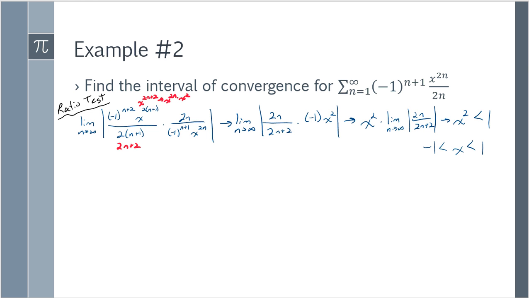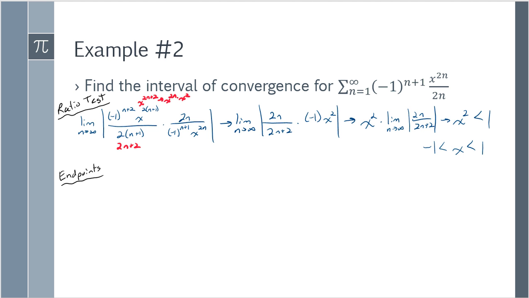A lot of times on the AP exam, students stop there and say they're done. But that's just preliminary. If I were asked, that's also absolute. But I'm not asked, so I'm not even going to worry about whether it's absolute or conditional. So next, I need to check my endpoints.